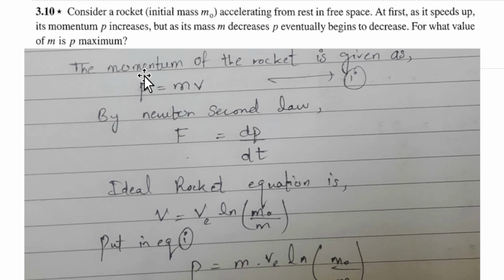Okay, so first we have to consider the momentum of the rocket, which is the product of mass and velocity. And we know that by Newton's second law, the force exactly equals the rate of change of momentum. So first we have to consider the ideal rocket equation, which is the product of the exhaust velocity and the log of the initial mass over the mass at any time.